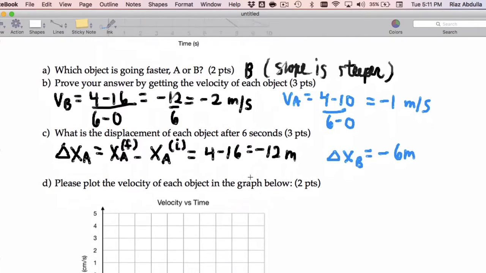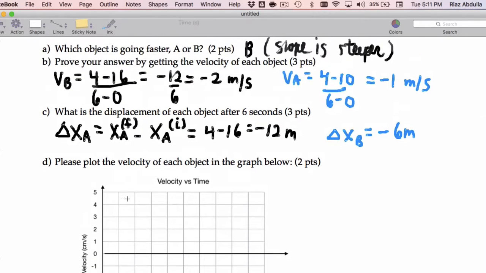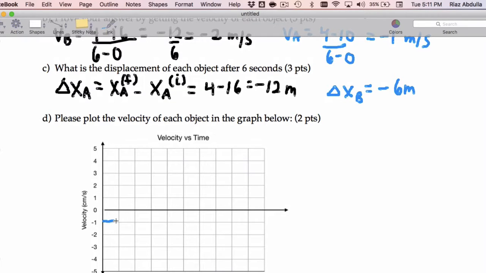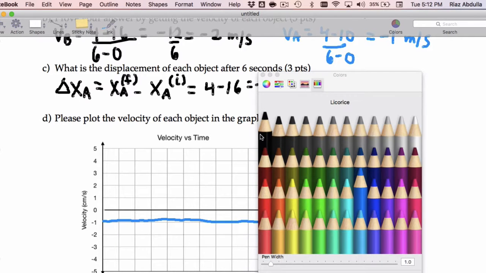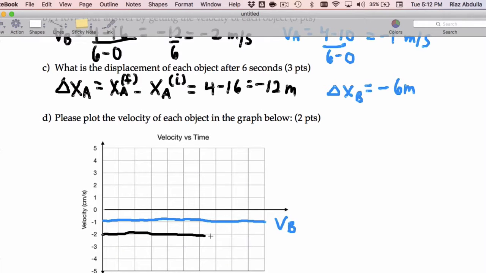And when we plot the velocity, we're just going to plot the slope of the graphs, the slope that we calculated in part B. So the velocity of object B is negative 1 meters per second here. And the velocity of object A is going to be this negative 2 meters per second that we get down here.